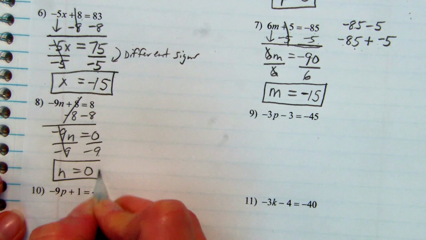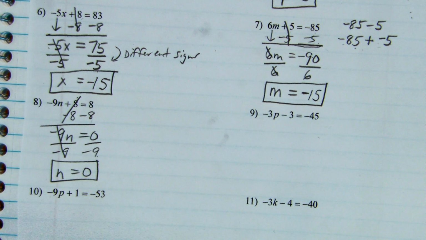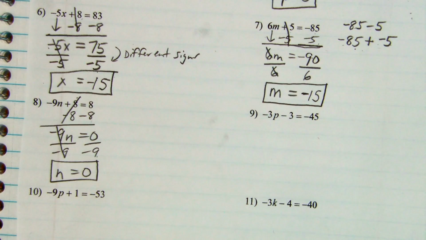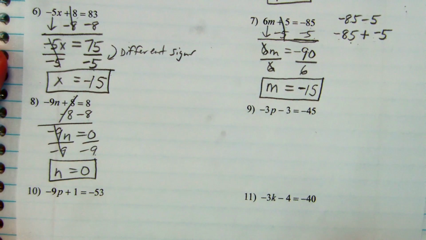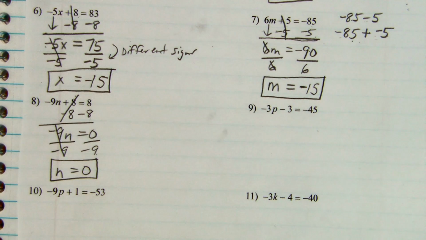So you can get 0 as an answer. It's okay. Sometimes people freak out and they're like, but it went away. Sometimes 0 is just the answer. 0 just happens to be one of those numbers that crops up.